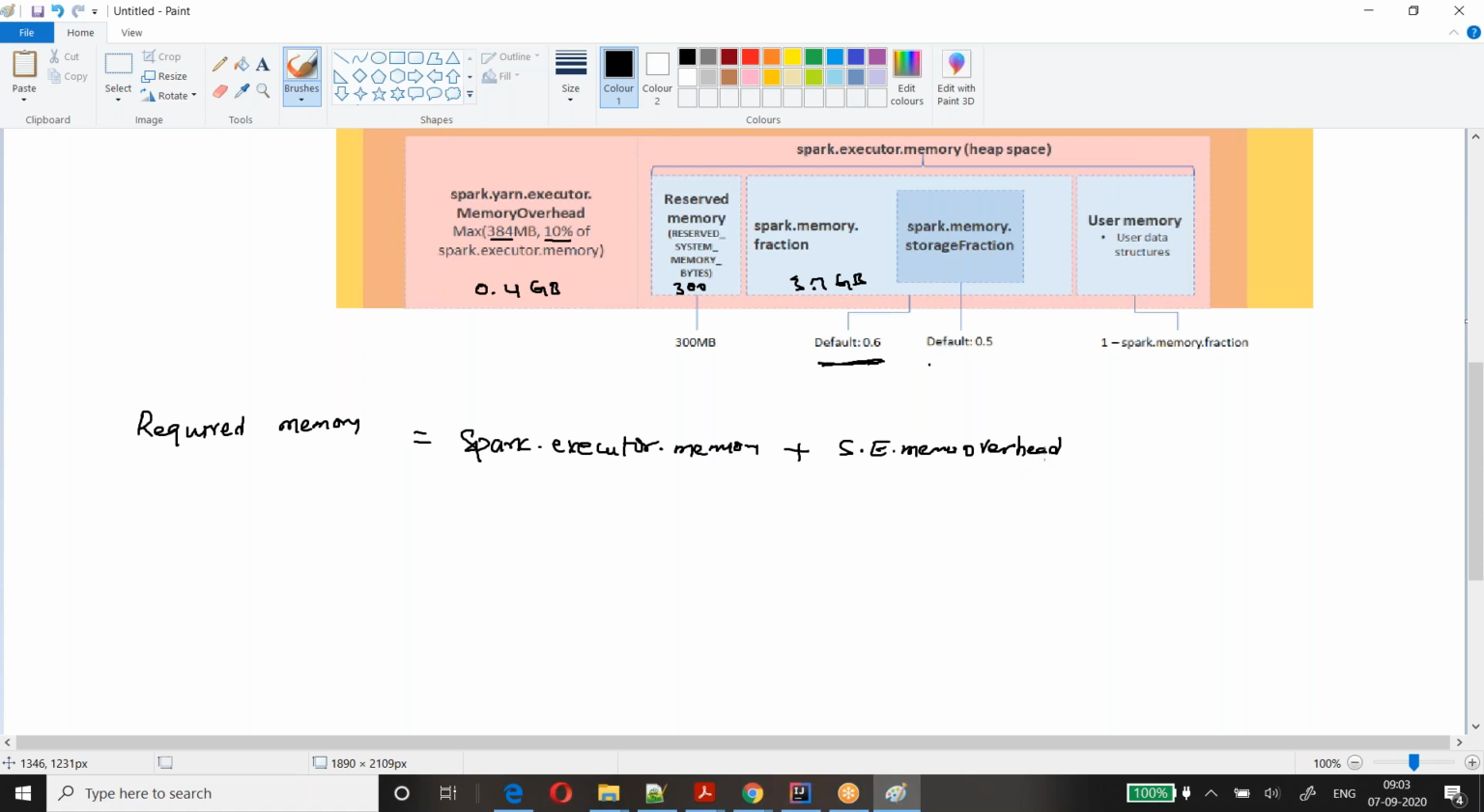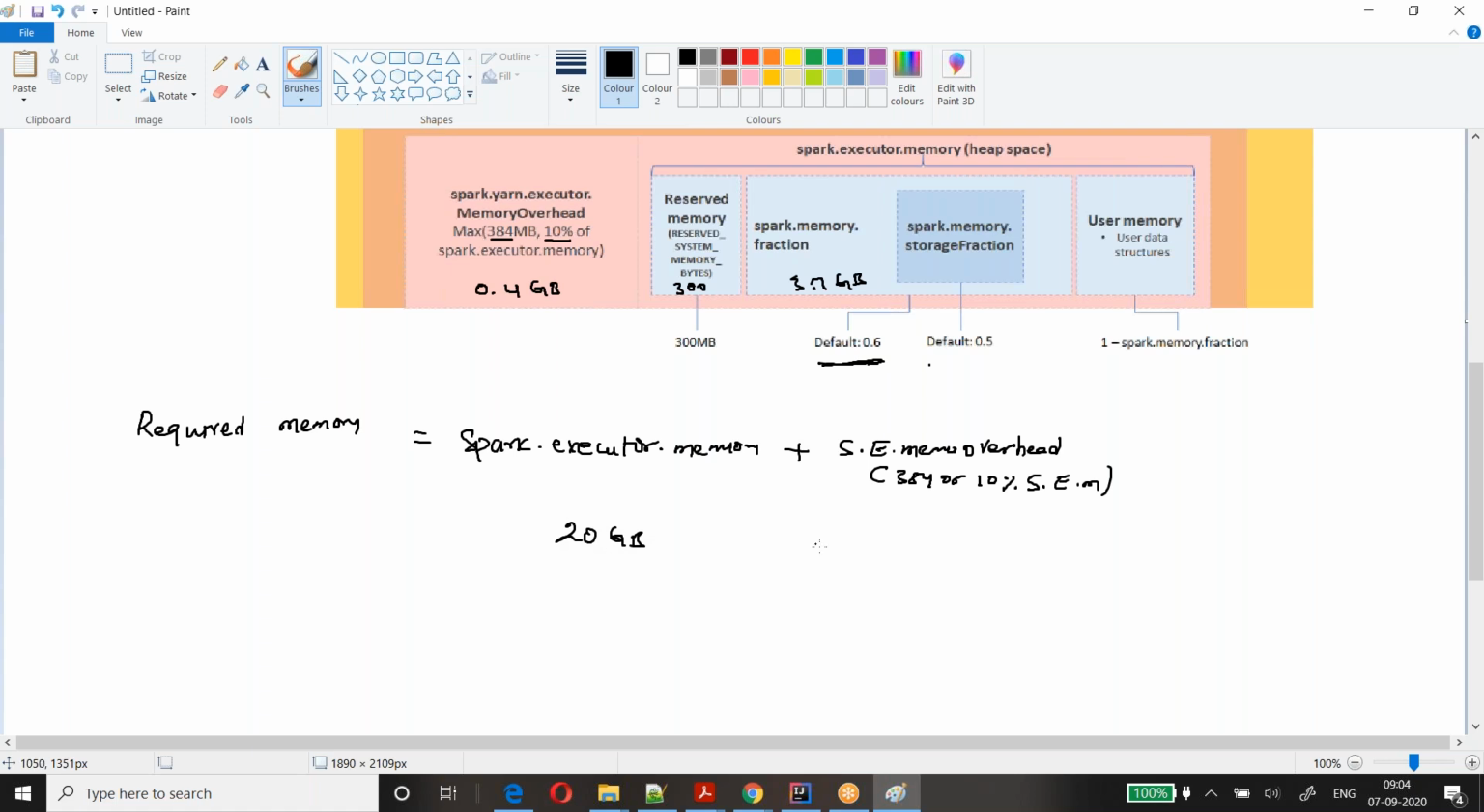So what is the memory overhead? Memory overhead is nothing but 384 MB or 10%. Actually, earlier it was 7% only. Now it's 10% of Spark executor memory. Okay. Any questions? So how much will it be? Suppose I am giving executor memory 20 GB.